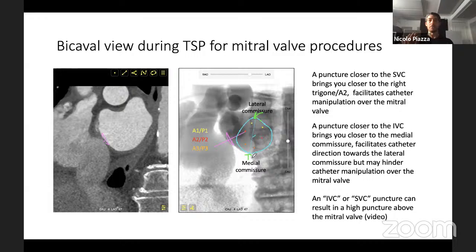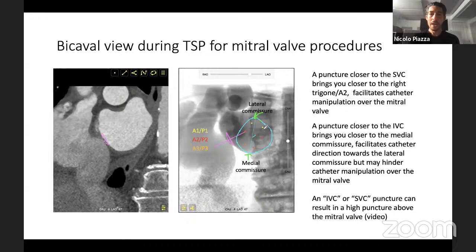Notice that the lateral commissure is actually superior compared to the medial commissure. So sometimes when I'm speaking to my colleagues, I'll talk in terms of superior commissure versus inferior commissure. Now, what you have closer to the medial commissure is your A3P3, followed by A2P2, and close to your lateral commissure, you have your A1, P1.